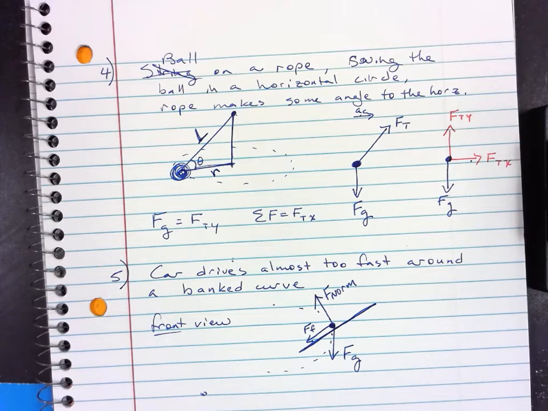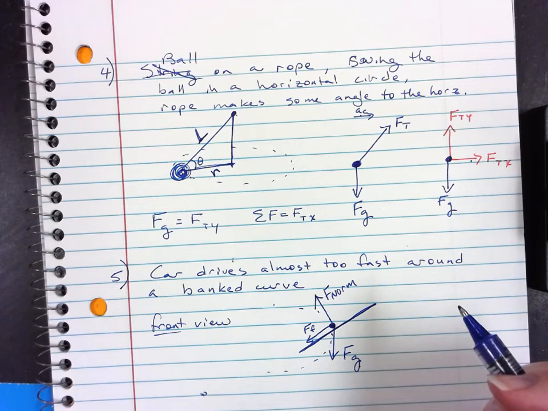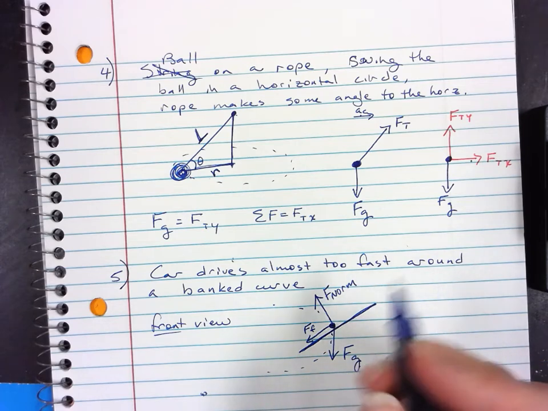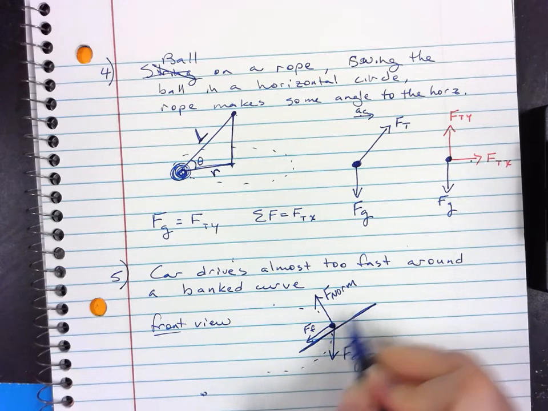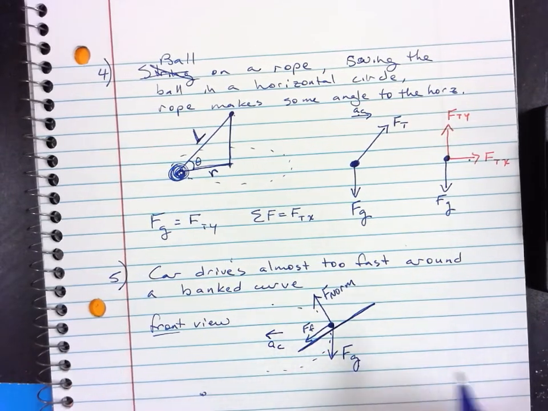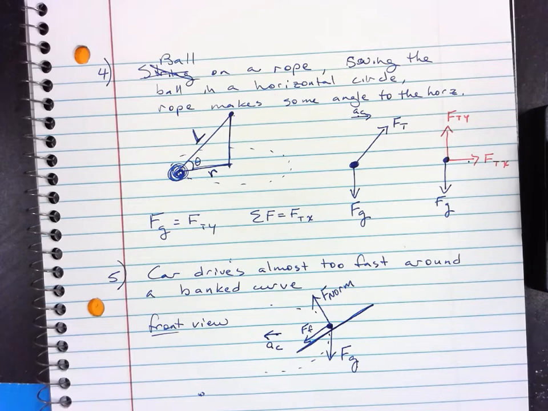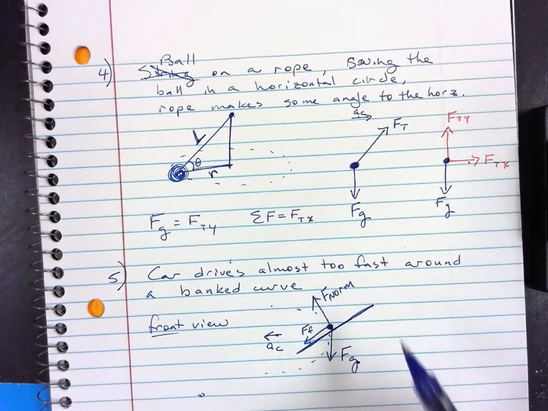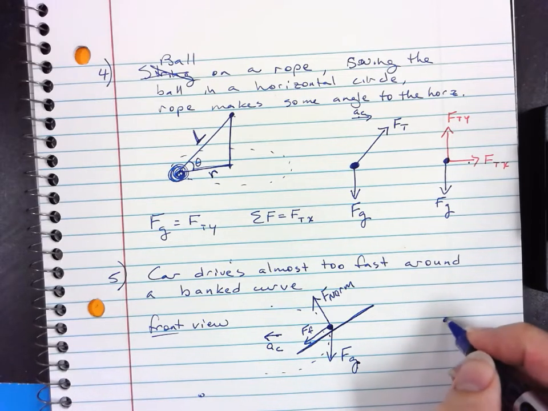Well, here's the really annoying part. Though this is a ramp, so you immediately want to go to FGX and FGY, mg cosine theta and mg sine theta, and you switch cosine and sine because it's a ramp. You don't do that for this one because we're not going to accelerate up or down the ramp. The acceleration is towards the center of the circle. That's a horizontal acceleration. So we actually want to do our regular x and y, not tilted to gravity. Gravity gets to stay there. We've got to break up the normal force and the force of friction. So let's do it.